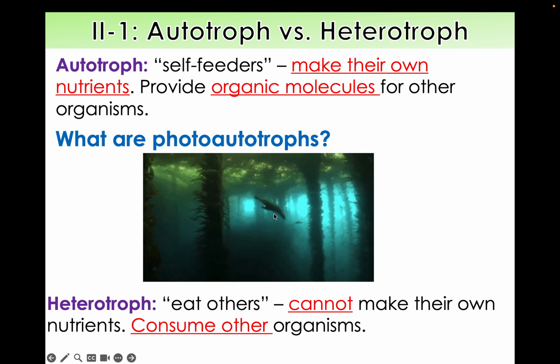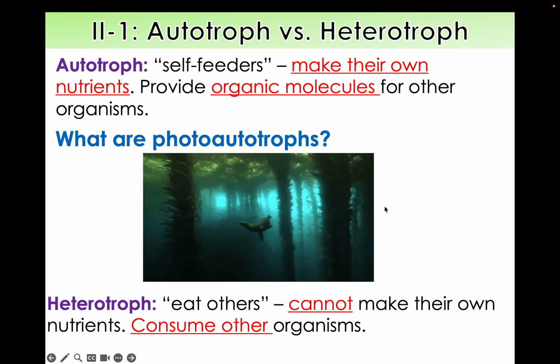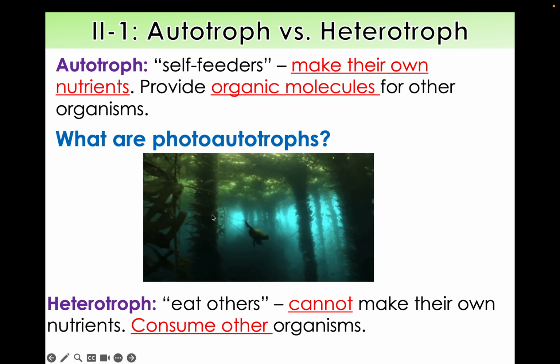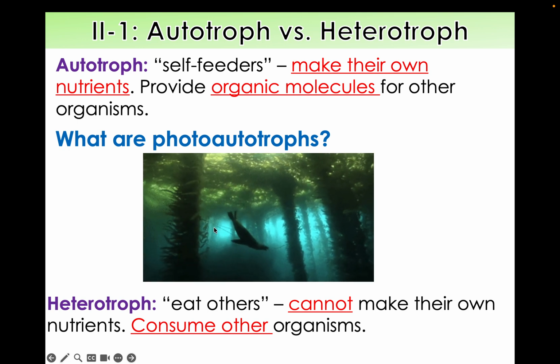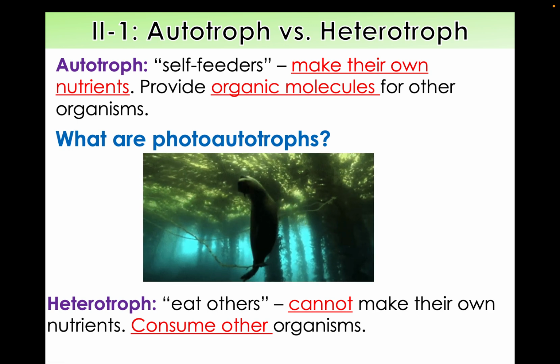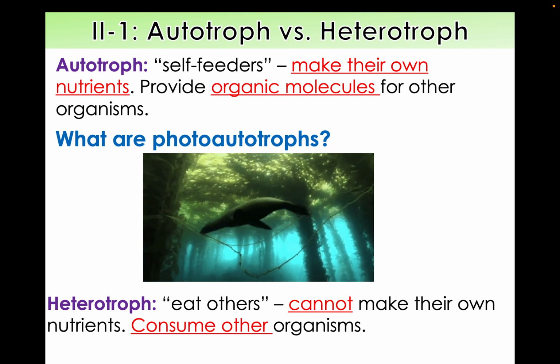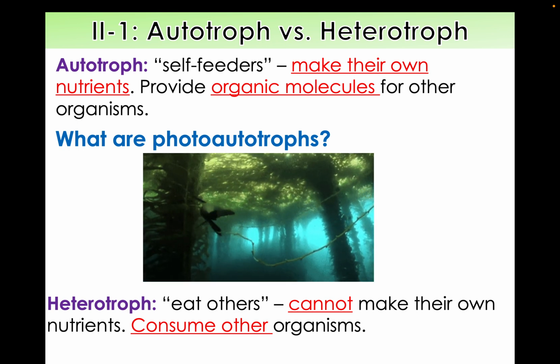The seal that you see floating around is a heterotroph. It's actually eating some of this seaweed. So it eats others. It eats things that are not like itself. It cannot make its own nutrients. It has to consume other organisms to get its nutrients.